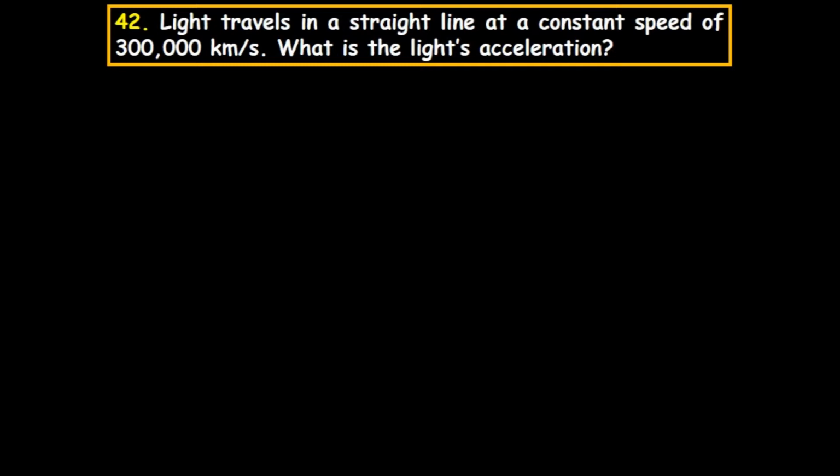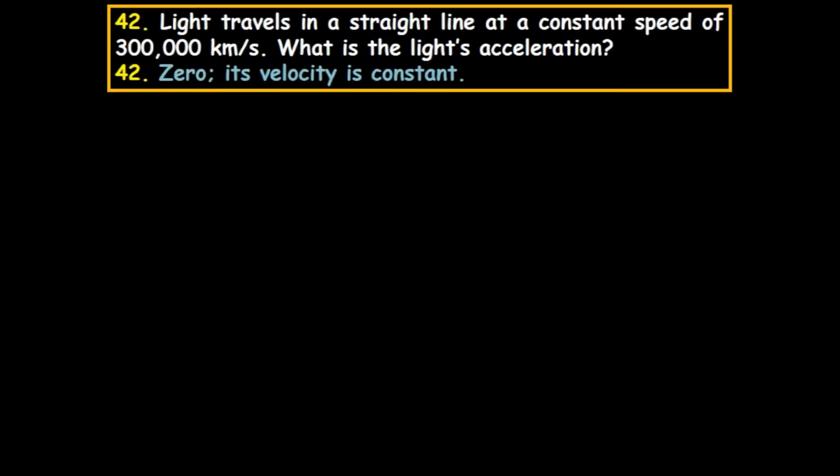Light travels in a straight line at a constant speed of 300,000 kilometers per second. What is the light's acceleration? It has none, because it's at a constant velocity. And that's the end of it.